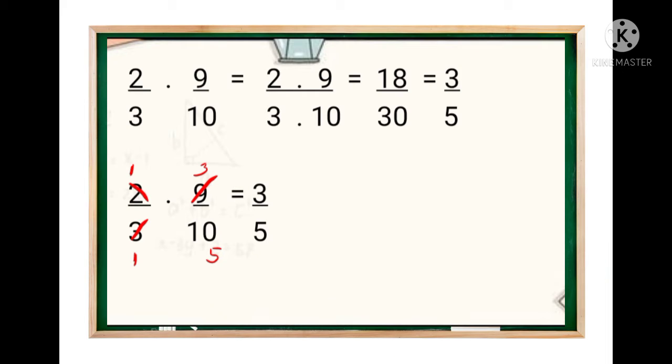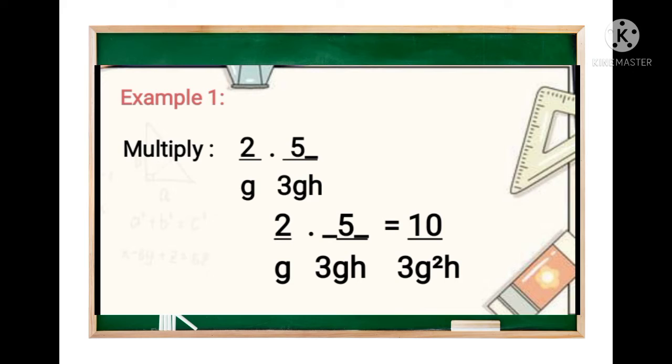When you multiply rational numbers, you look for common factors to simplify the product. Example, 2 over 3 times 9 over 10 equals 2 times 9 over 3 times 10. So 2 times 9 equals 18 and 3 times 10 equals 30. The common factor is 6 and the answer is 3 over 5. Also, you can use cancellation. Next, multiply the given 2 over g times 5 over 3gh. 2 times 5 equals 10. g times 3gh is equal to 3g squared h.